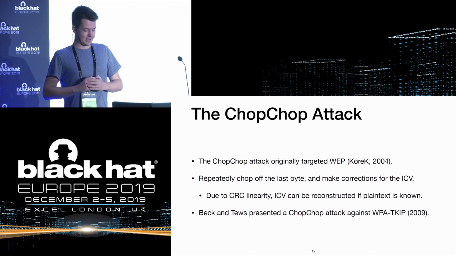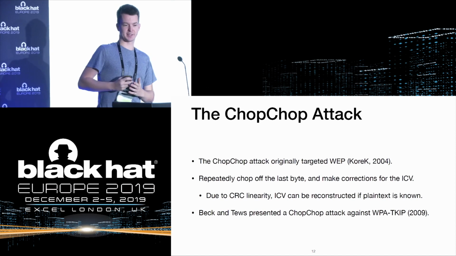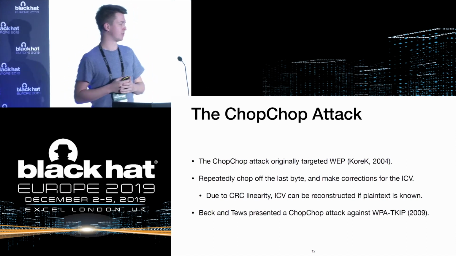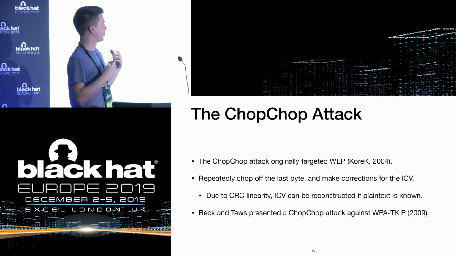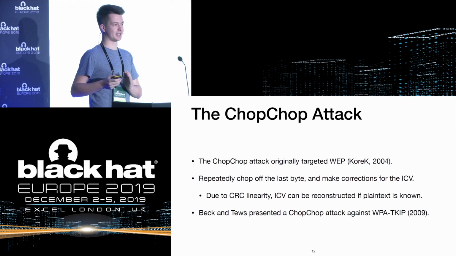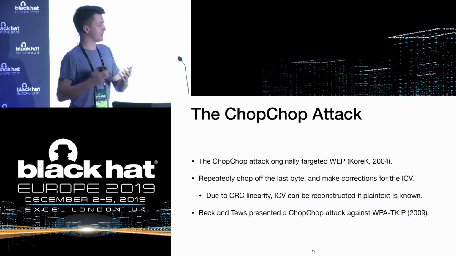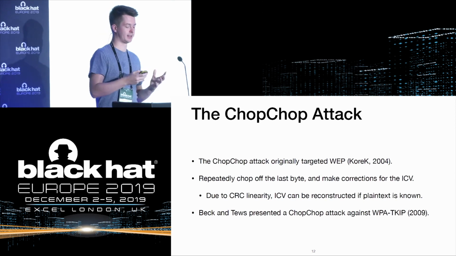So already in 2004, there was a so-called ChopChop attack described against WEP. And in 2009, Beck and Tews presented a modification to this attack that works against WPA-TKIP. And what it does is it chops off the last byte, makes a correction for the ICV, and there is a way, due to the CRC cyclic redundancy check linearity, that allows us to reconstruct a valid ICV of this.